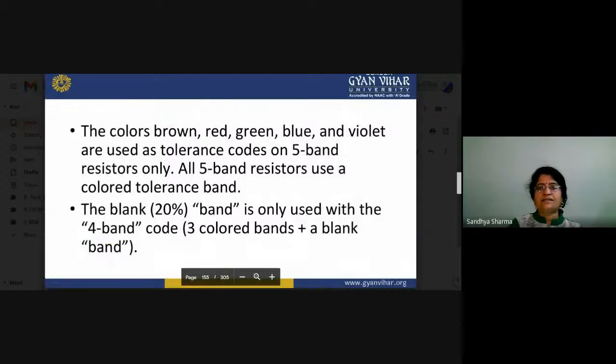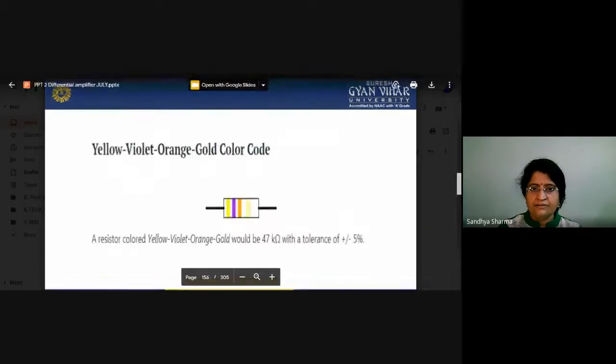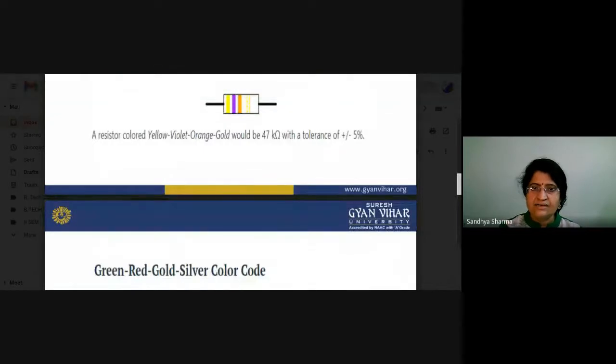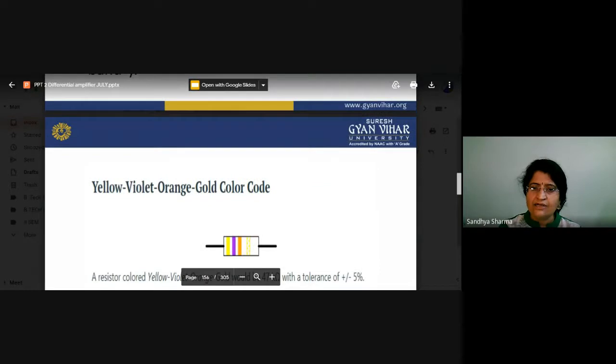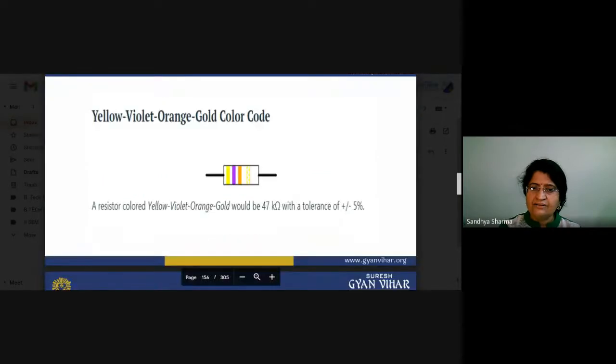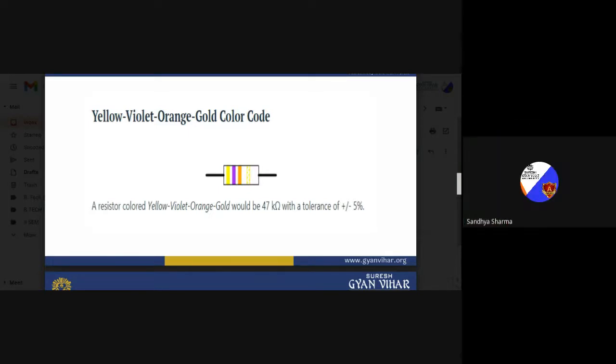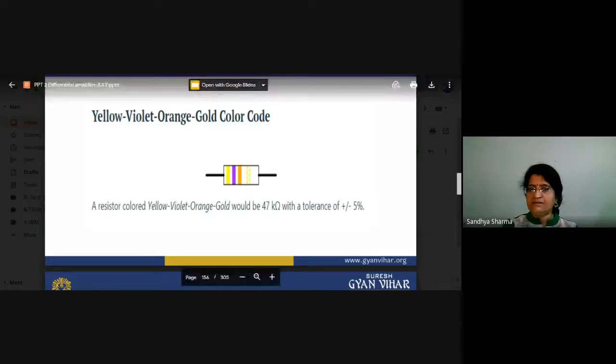So that is basically how we can differentiate it. As we have already seen, this is the four band. The first two bands indicate yellow and violet, so that is 4 and 7. The third one is the multiplier, which is 10 to the power 3. So that is 47 kilo ohm. And the fourth one is silver or gold, so that is plus or minus 5% tolerance. So this is an accurate value of resistance which we can read by using this diagram.